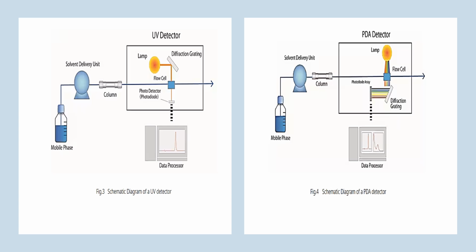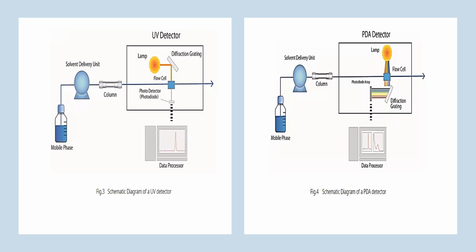Now in this diagram you can see a UV detector and a PDA detector. Coming to the UV detector, a deuterium lamp is used as an ultraviolet light source. The light emitted from the lamp is separated into a light beam of a certain wavelength with a diffraction grating, and then it passes to the flow cell. The light that passes through the flow cell enters the photodetector, called a photodiode, and is converted into an electrical signal corresponding to the intensity of light, which is then processed as absorbance.